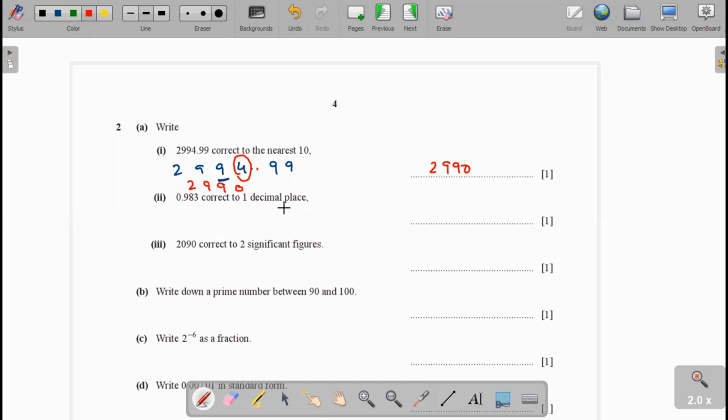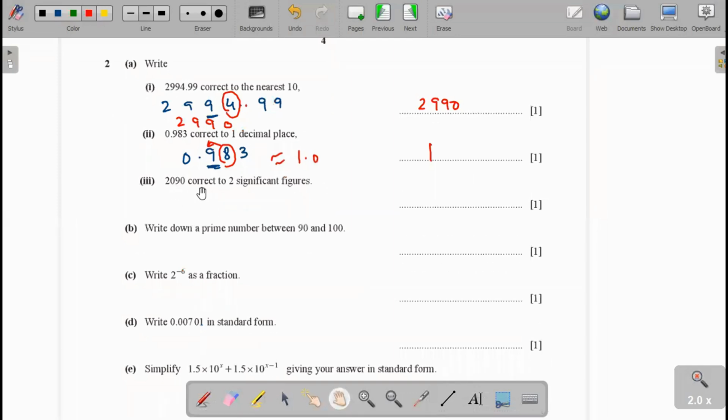Next, you see here 0.983 correct to one decimal place. This digit is in the one decimal place. The neighboring digit you see here is more than 5. Therefore, we add 1 to this value. That value becomes 1.0. And that is 1, which is the answer.